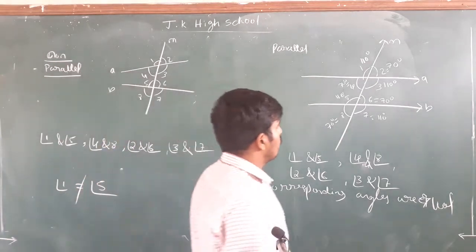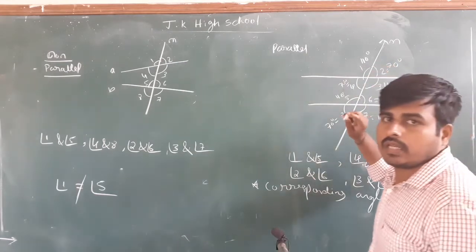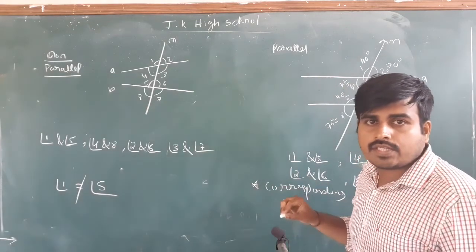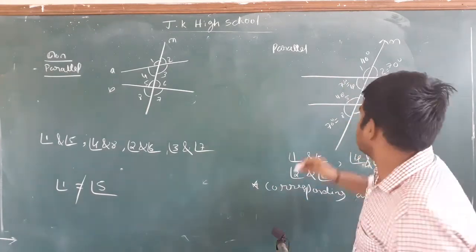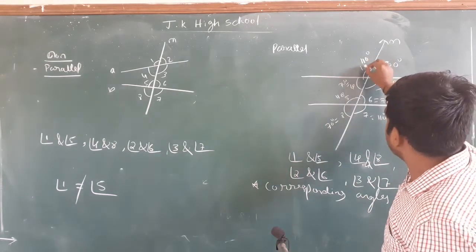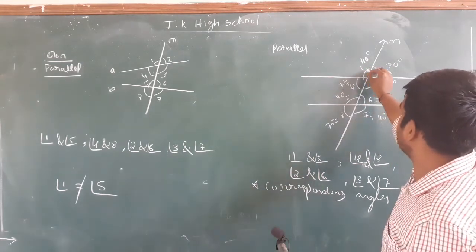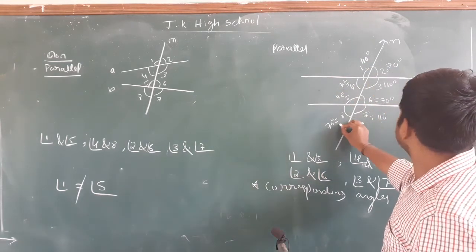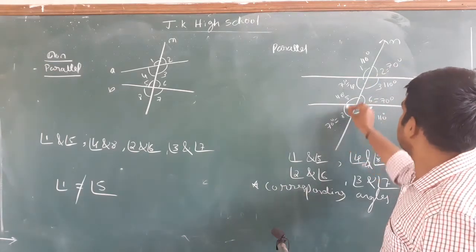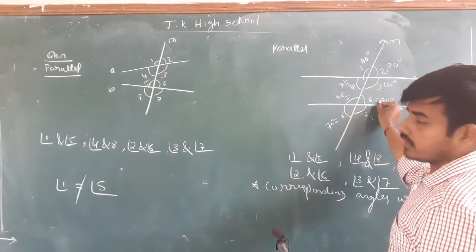You can see here, angle 1 is alternate with which angle? Alternate means opposite sides, both exterior or both interior, and different vertices. Angle 1 is alternate with 7. Look, angle 1 is 110, angle 7 is also 110, therefore alternate angles are also equal. 2 is alternate with 8; 2 is 70 degrees, 8 is also 70 degrees. 4 is alternate with 6; 4 is 70, 6 is also 70.